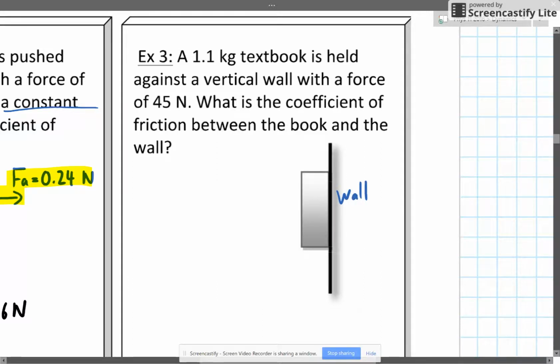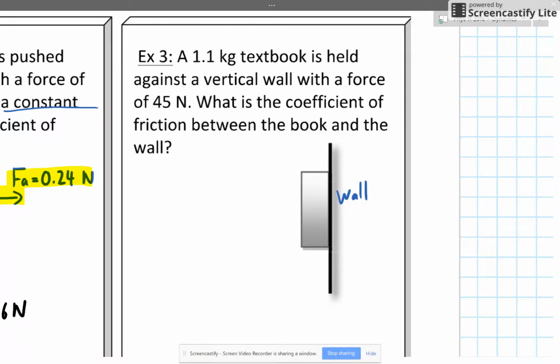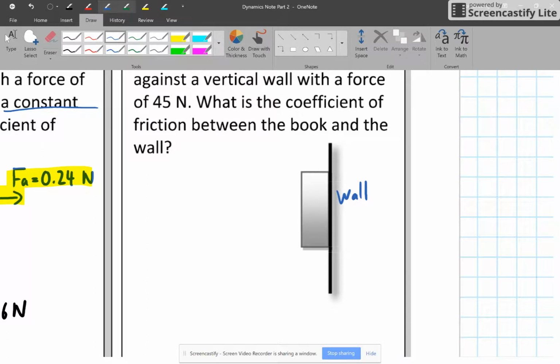Now you know you can do that. You can put a book on a vertical wall, and then you can push it in with an applied force. And what you discover is that if you push in hard enough, you can actually get the book to stay on the wall without dropping. But that's actually kind of weird when you think about it.